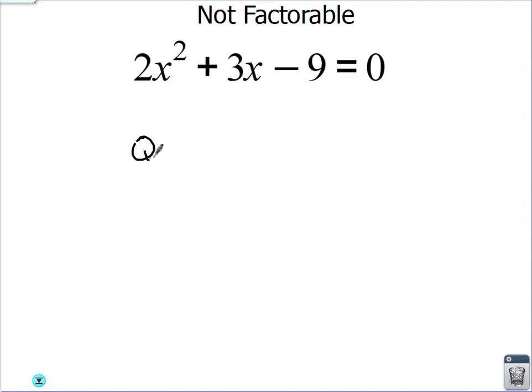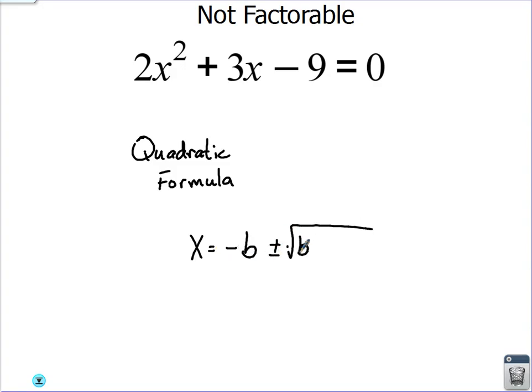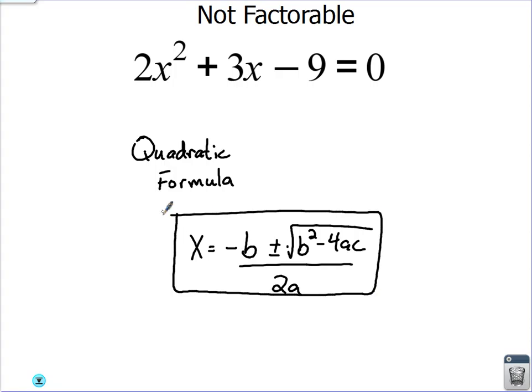I use what's called the quadratic formula, which is the third and final way of solving quadratic equations that we're going to cover. Write this formula down in your notes. X equals negative b plus and minus the square root of b squared minus 4ac, all divided by 2a. Called the quadratic formula.